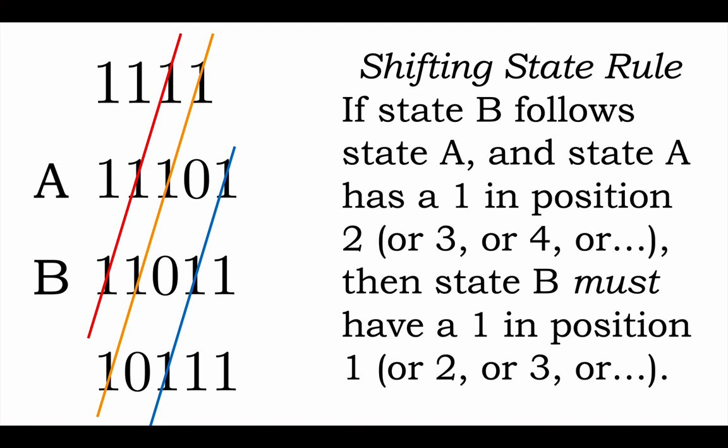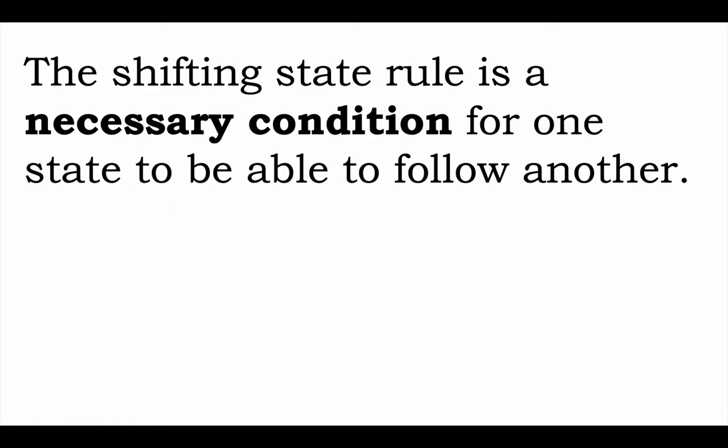Let's call the 3rd state state B, for example, and the 2nd state state A. Notice that in state A, the red 1 is in position 2. In state B, the red 1 is in position 1. In state A, the orange 1 is in position 3. In state B, the orange 1 is in position 2. That's going to be a rule for us to know whether or not one can follow another. We'll call that a necessary condition. The shifting state rule is a necessary condition for one state to be able to follow another.